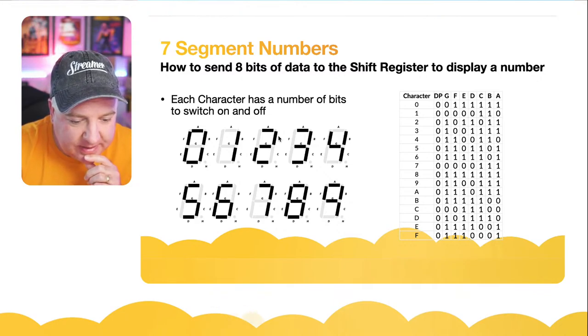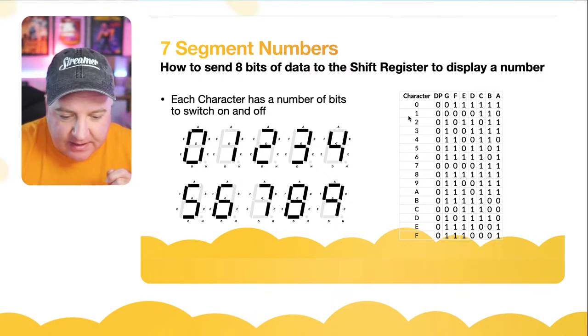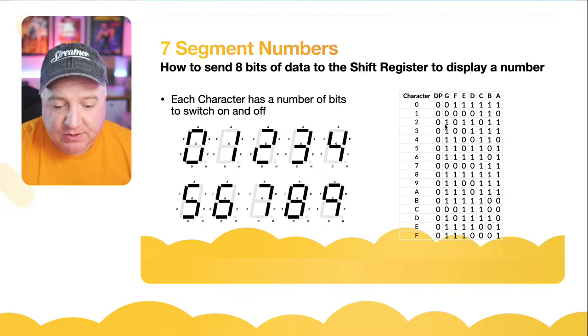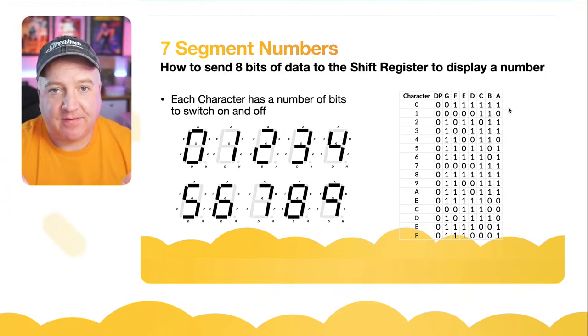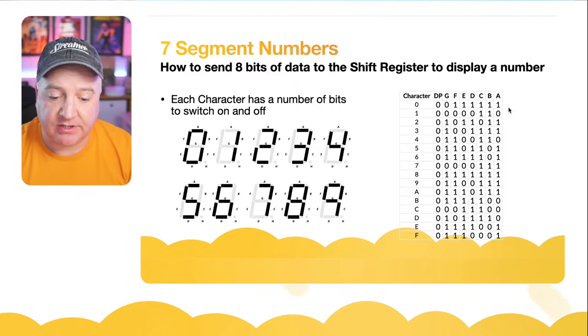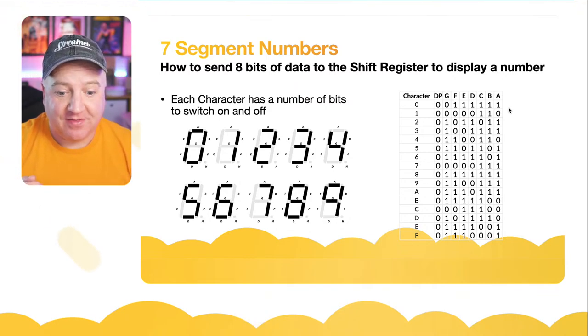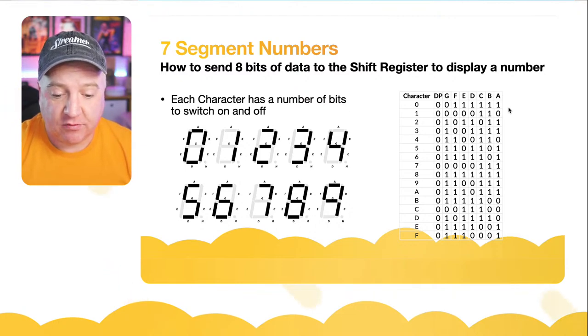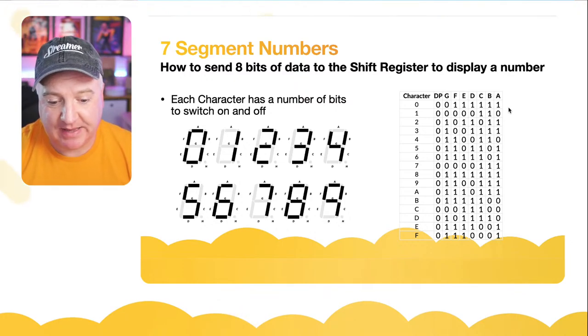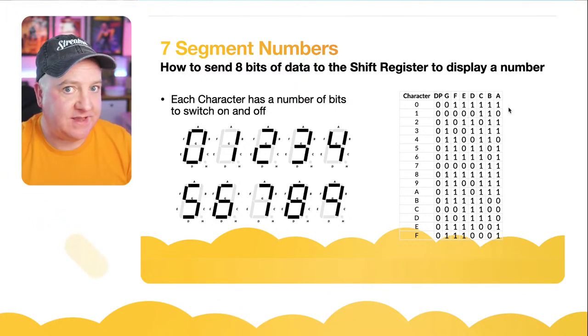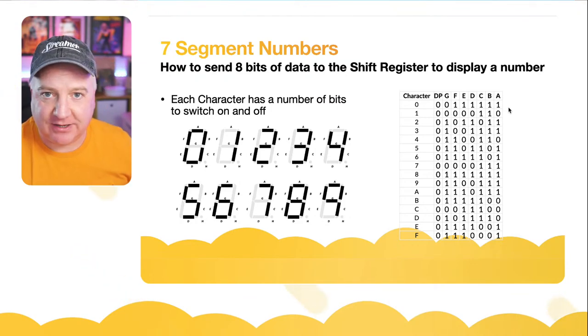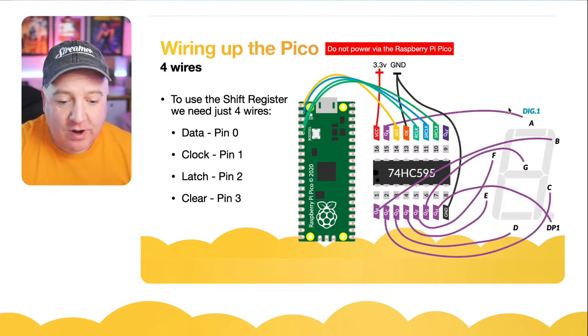Number 2, we've got A, B, D, E, and G. So there we go. And that's every combination of binary. Each one of those is the 8 bits, the byte that represents that character. As long as we send that to our shift register, it will be able to display that, as long as we have these connected to the output pins in the correct way. I've got output pin 1 connected to A, output pin 2 connected to B, and so on, so that whatever we feed in from this particular table will display correctly on our output. So, wiring this up to the Pico.